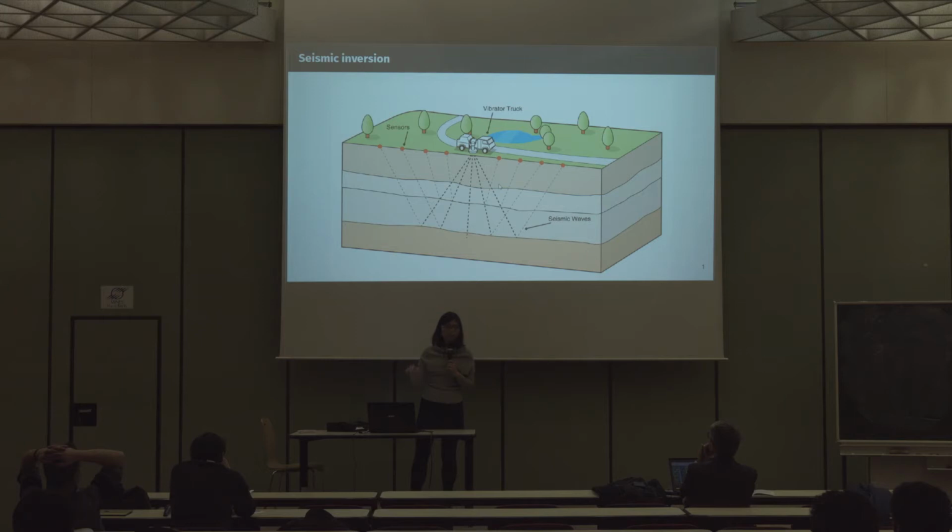This truck is going to send signals down into the earth, and because different materials, sand, rock, oil, gas, have different velocity and density, the signal propagated back to the surface will have different properties. So we have sensors and receivers everywhere on the surface and measure this real data. And the geophysicists analyze this kind of data to determine what's going on under the ground. So that's the big picture of seismic inversion.